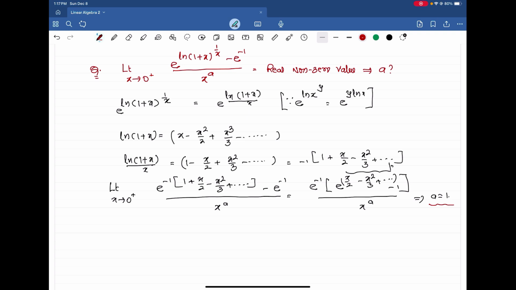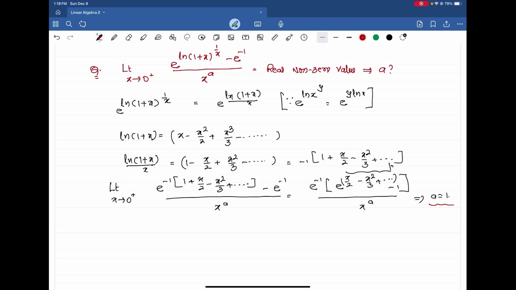Or if you could not understand, please comment. Then I will explain it in the next class, why a should be equal to 1. This is what is the heart. What is the heart? The series of ln(1 plus x). To know about that, and then dividing that series by x, and then simplifying that limit, whatever function value is given within the limit, and finding the limit.